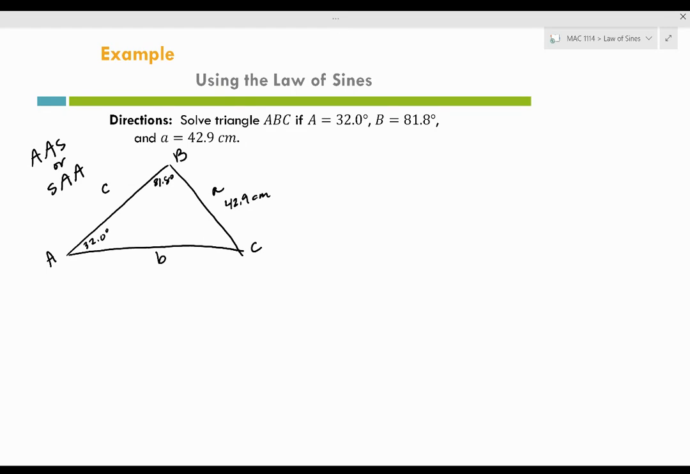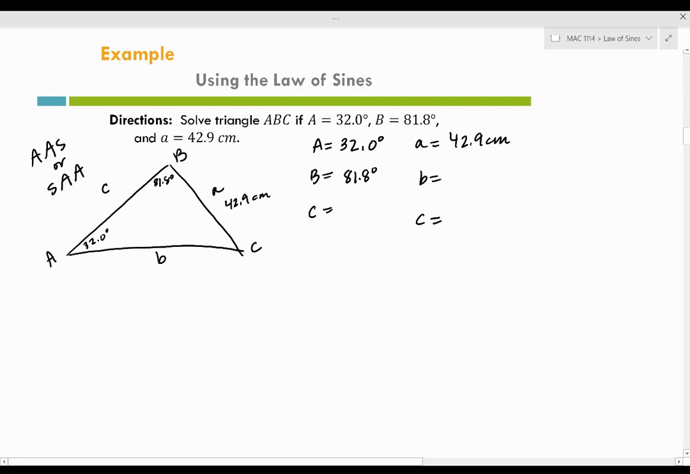Okay, so I like to draw a table just so I can keep track of what I have and what I need to find. So big A is 32 degrees, big B is 81.8 degrees, and little a is 42.9 centimeters. Based on this information, you probably want to find the thing that's easiest to find first. Since I know two of my angles, I can find the third one the easiest, probably.